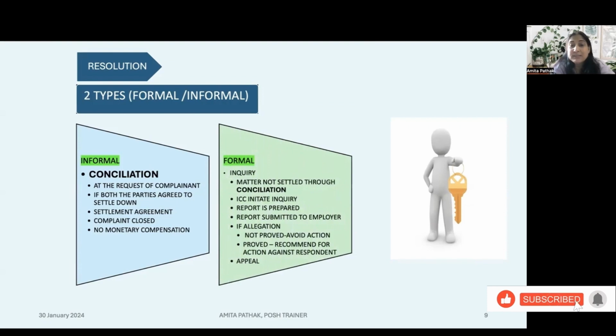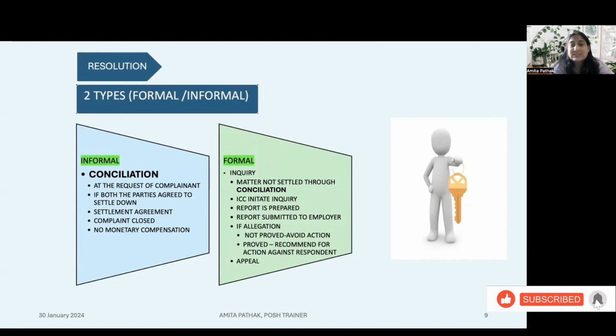In a formal complaint, what happens? A proper inquiry takes place. This happens mostly when the matter is not settled through conciliation. The ICC will initiate the inquiry. A thorough, detailed report will be prepared. The report will be submitted to the employer.